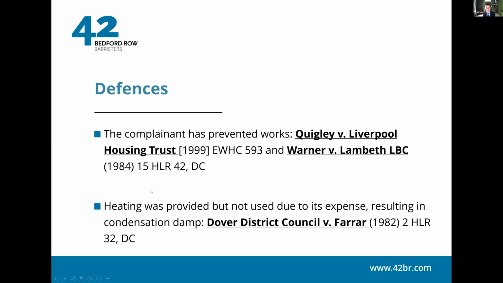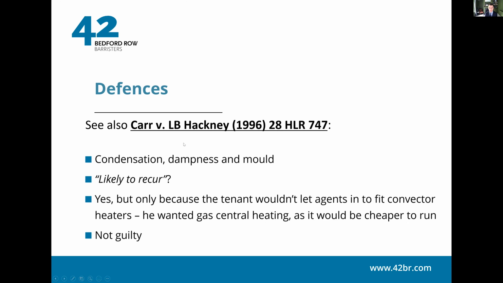Another example, which has arisen in one or two cases, is where heating, which was provided but wasn't used due to its expense, resulting in condensation damp. And that comes from the case of Dover District Council and Farrar. And in a similar vein, there's the case of Carr against Hackney London Borough Council of 1996.